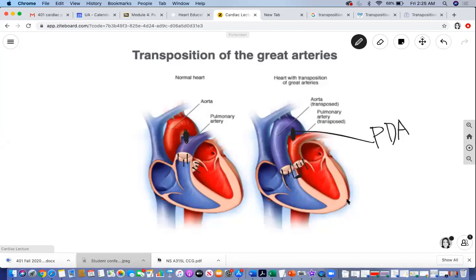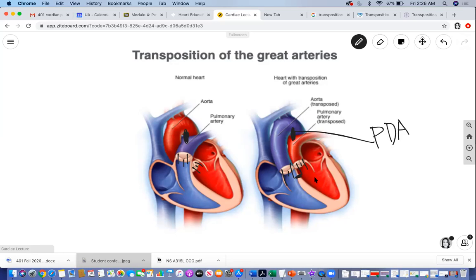So a good way to help you understand this concept is you basically have two completely separate circuits that are running. You have your pulmonary circuit over here, and you have your systemic circuit over here. I'm sorry, actually it's backwards. You have your pulmonary circuit over here that's nice and oxygenated. You have your systemic circuit over here that's nice and deoxygenated. And then you are lucky because you have this opening here or an opening here or both that allows you to mix blood and allows the baby to stay alive until further intervention can be performed.